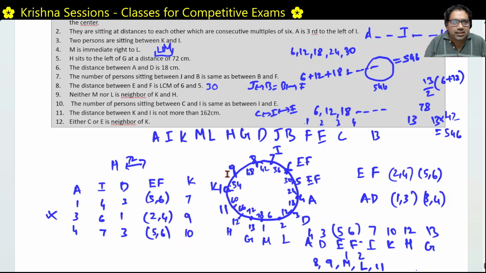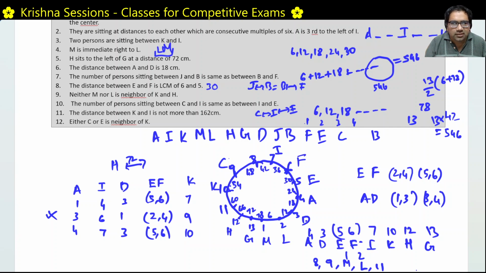Now, I has to sit between C and E, right? If C is here, then I has to sit here, which is not possible because C has to sit next to K only, right? So what does that mean? E has to be here only, and then C has to be here only. If C is here, then between C and I there is actually a three-step difference. Then between I and D, there cannot be a three-step difference, right? So the only option is the ninth position should go to C, and E should sit here, and F should sit here.